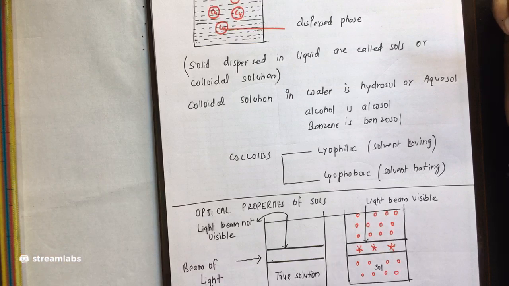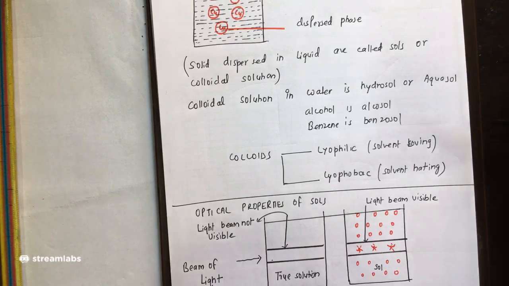Ruby glass is a type of glass where gold is dispersed in glass. We talk about two types of colloids: lyophilic and lyophobic. Lyophilic is solvent loving and lyophobic is solvent hating.